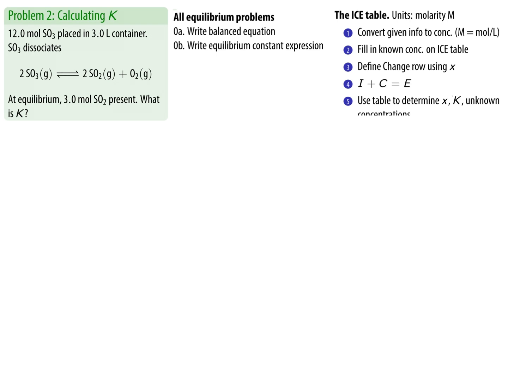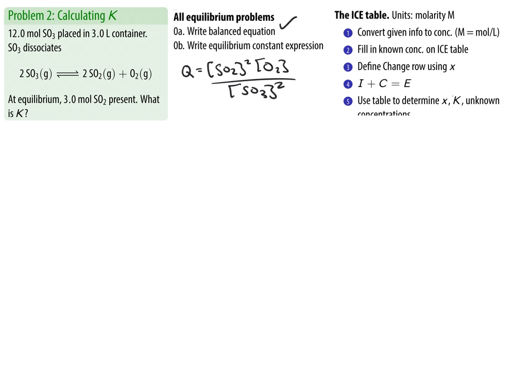Okay, so here's the solution. In this case, we're given the reaction, so nothing to do there, but the equilibrium constant expression, we should do that. So that's Q is equal to SO2 squared times O2 over SO3 squared because of the coefficients.